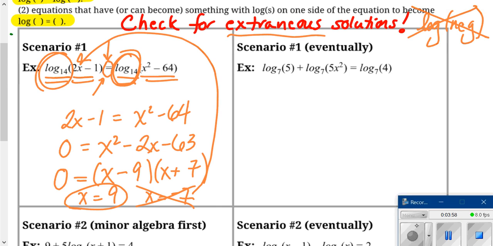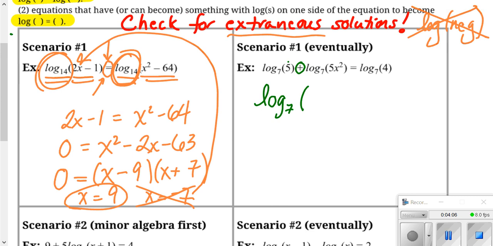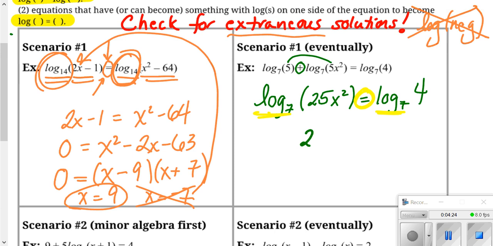So this is the place where log properties are going to be useful. I'm going to take the base 7 log, and then since I'm adding, I could multiply. 5 times 5x squared is 25x squared. And this side I'm not doing a thing with, just carrying it down. And now I can use my justice in the universe property, right? Equal means equal. So if these already match, then the rest of the equation has to match.